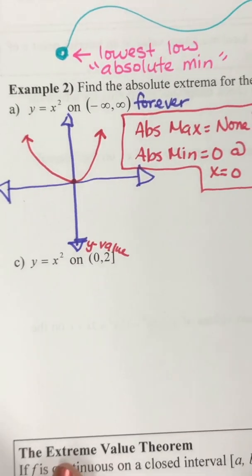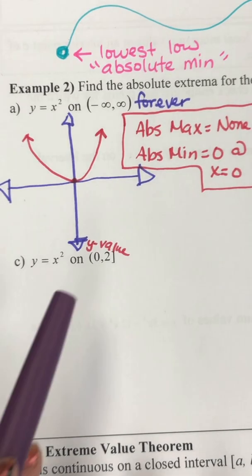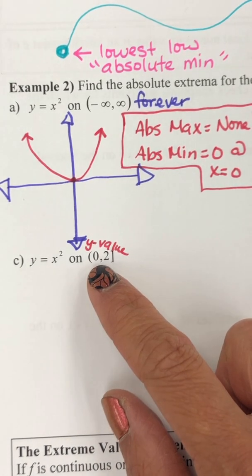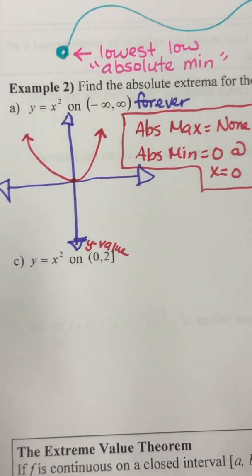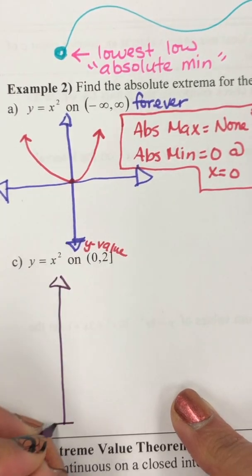Letter C, y equals x squared. This time the interval is half open, half closed. It's open on 0, so that means we can't include 0 as an endpoint, and it's closed on the 2. So what does that look like? What does that change? Well, let's see.